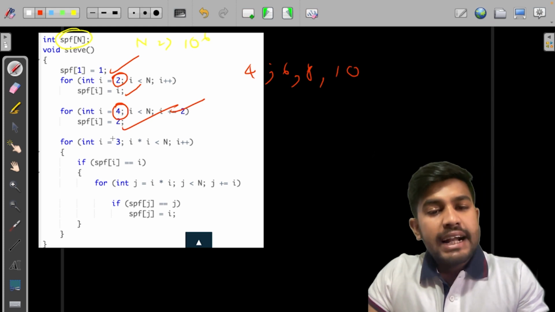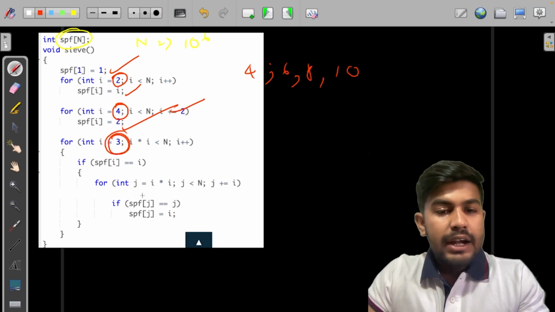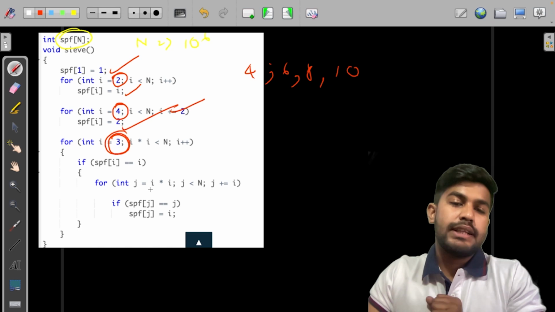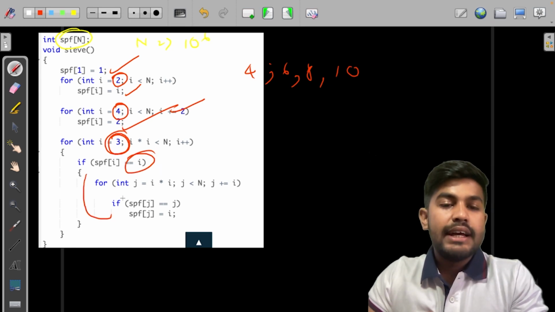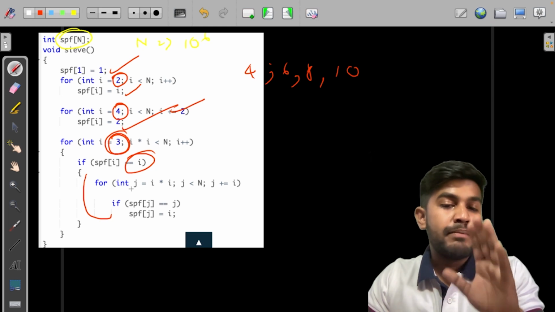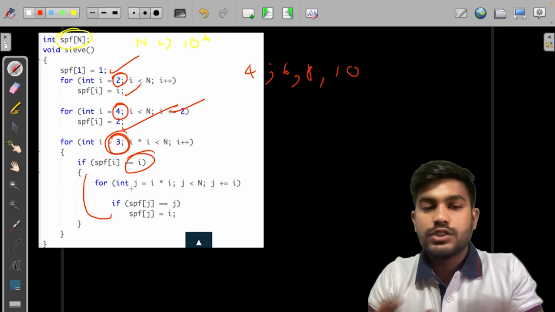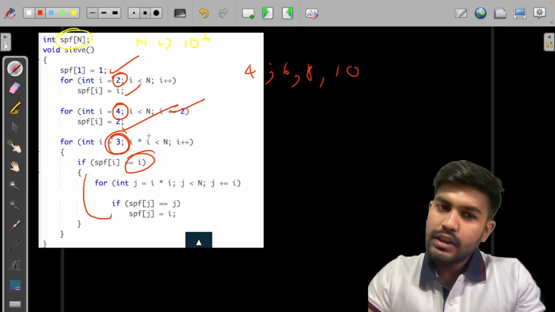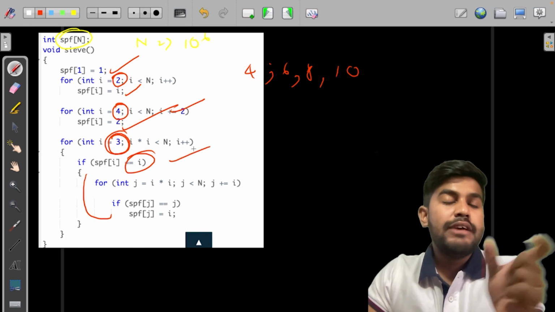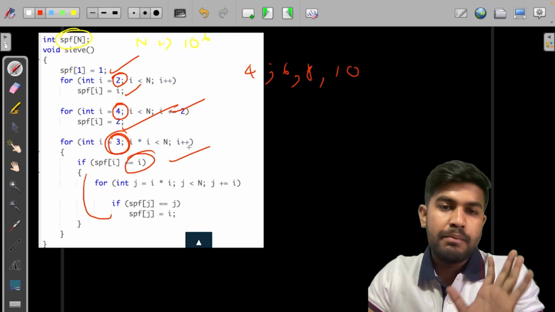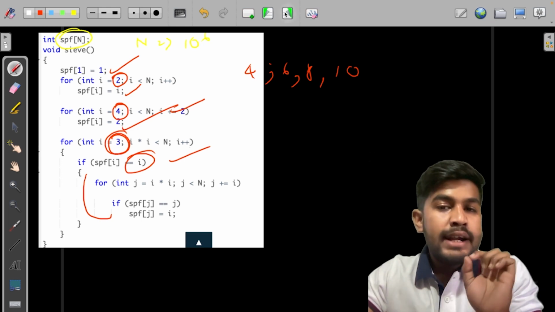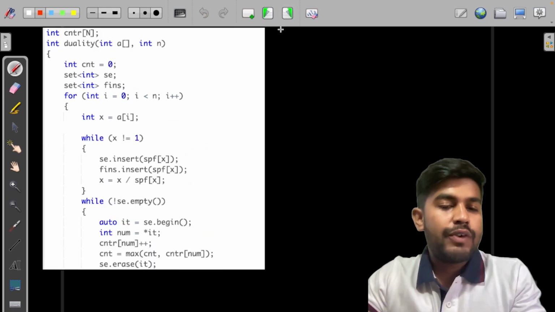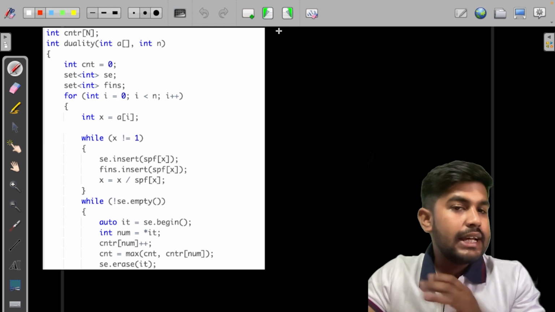Now we start the iteration from 3, and we do the same sieve method. If the SPF is still equal to the same number, we compute it. Otherwise, it means it is already calculated, so we won't do anything, as it just keeps the previous value. This is how we first find all the SPF in prime factorization. Next we move forward and start to find the duality.